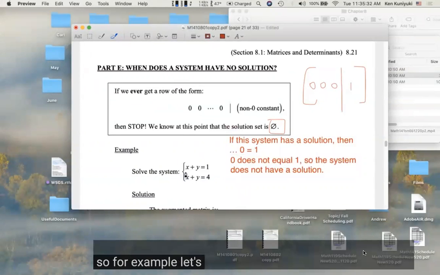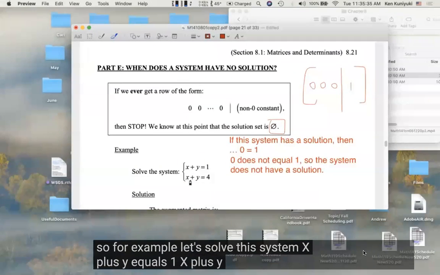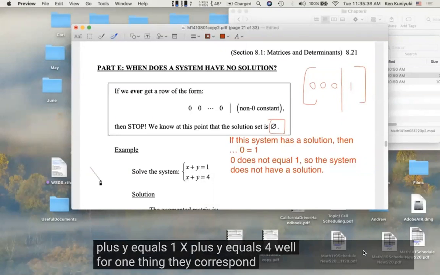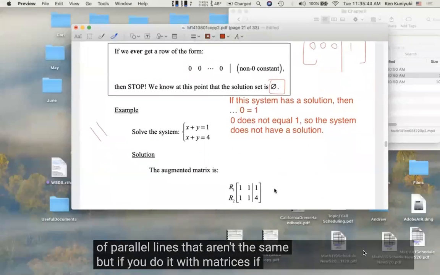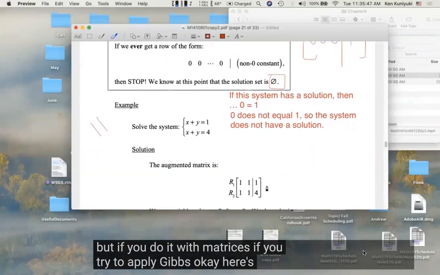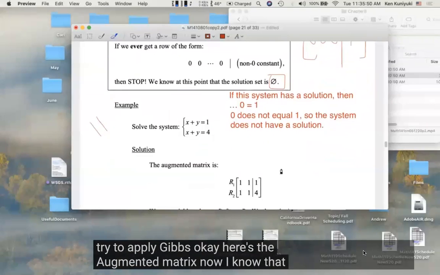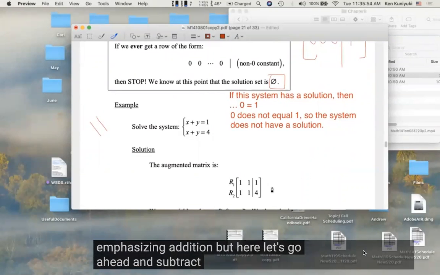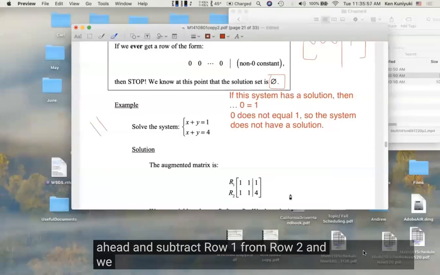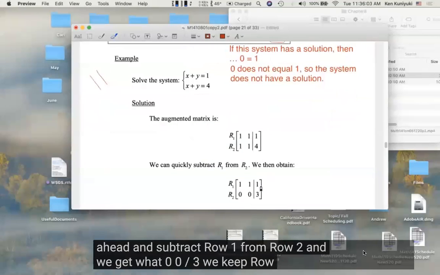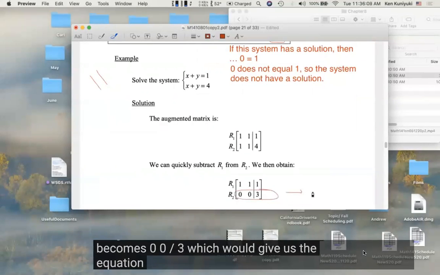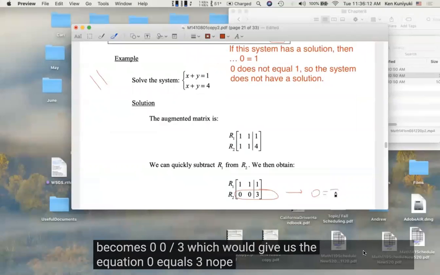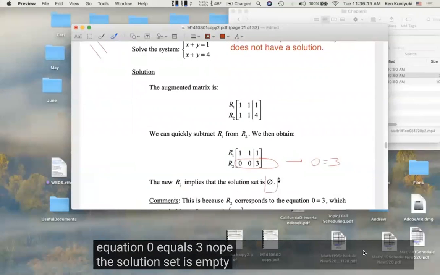So for example, let's solve this system. X plus y equals 1, x plus y equals 4. Well, for one thing, they correspond to a pair of parallel lines that aren't the same. But if you do it with matrices, here's the augmented matrix. Now, I know that I keep emphasizing addition, but here, let's go ahead and subtract row 1 from row 2. We keep row 1. Row 2 becomes 0, 0, slash 3, which would give us the equation 0 equals 3. Nope. The solution set is empty.